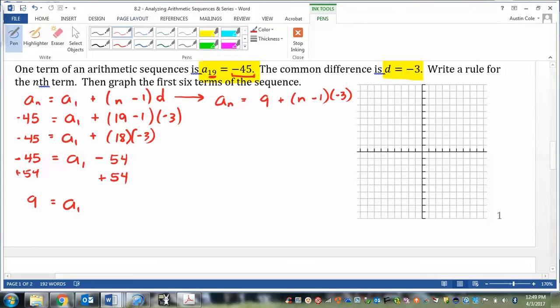We're going to distribute my negative 3. So a sub n equals 9. Negative 3 times n, that's going to give me negative 3n. Negative 3 times negative 1 is positive 3. Combine like terms there, and a sub n equals negative 3n plus 12.